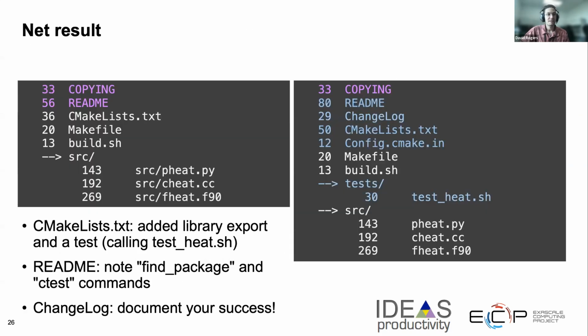Net result of the CMake process is that we've taken kind of a basic CMakeLists that worked for us during development, and we've documented it. We've added a config CMake file so that CMake can install its list of targets as a package. And I've also included some tests here so that CMake could run them as part of its testing process.